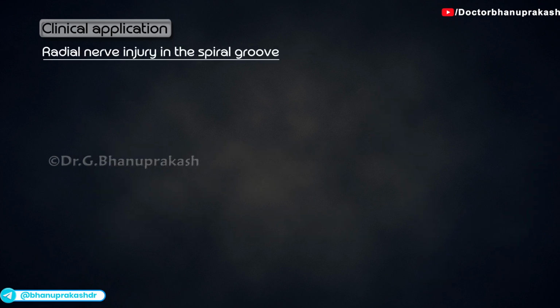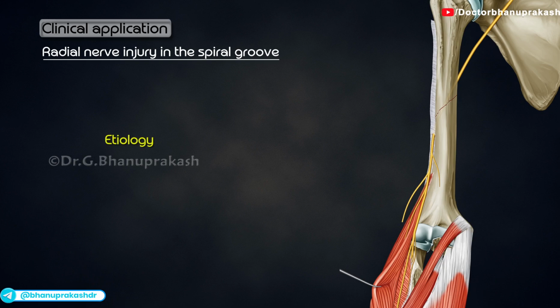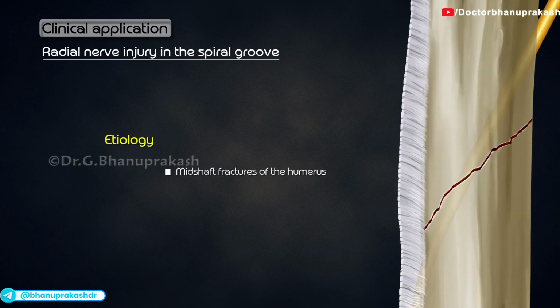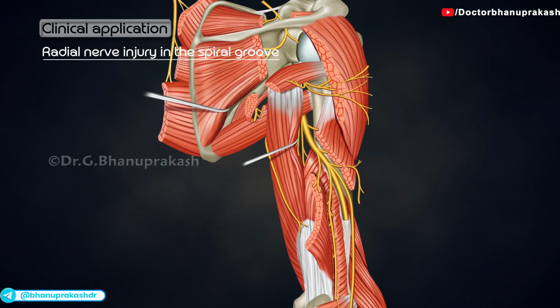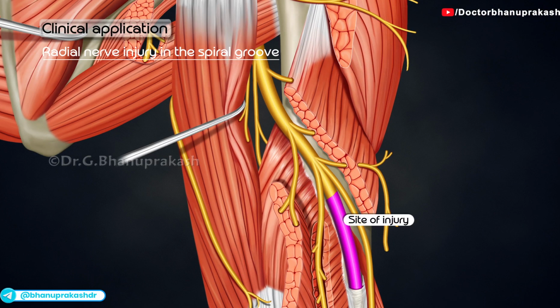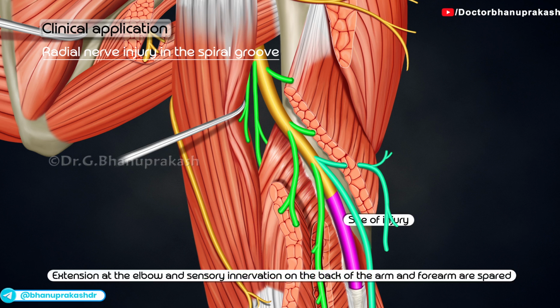Now coming to radial nerve injury in the spiral groove. The radial nerve may be injured in the spiral groove due to midshaft fractures of the humerus, wrongly placed intramuscular injections, or direct pressure on the radial nerve. Most commonly, the radial nerve is injured at the distal part of the groove, beyond the origin of the nerve to the triceps and cutaneous nerves. So, extension at the elbow and sensory innervation on the back of the arm and forearm are spared.